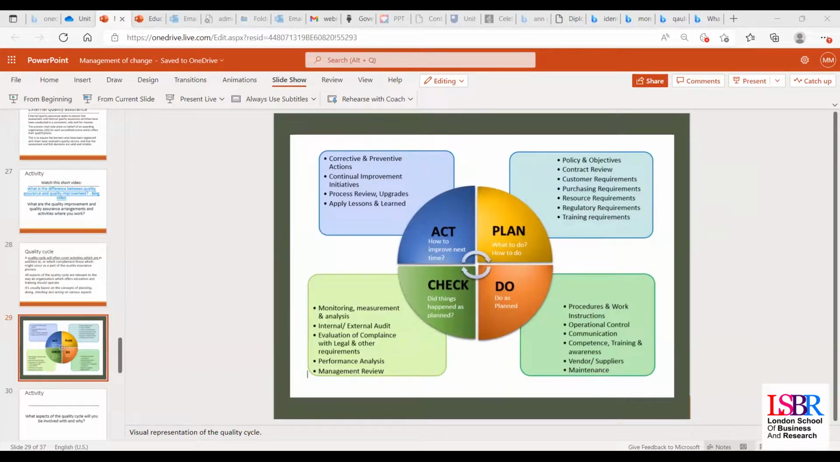Just let you have a little look at that. We're going to use it in the next activity. Okay. So, what aspects of the quality cycle will you be involved with and why? I'll give you 2 minutes to think about that.